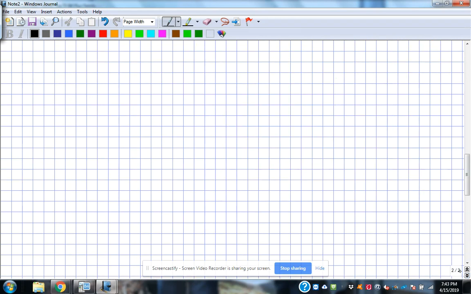That could be, let's take y is greater than or equal to the absolute value of x plus 1, and then let's say y is less than 4x plus 3. So that's our system that we're going to graph.